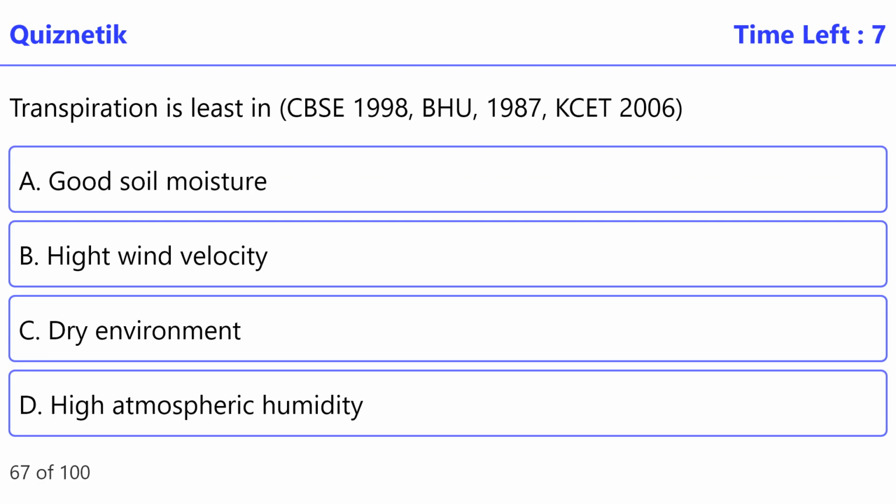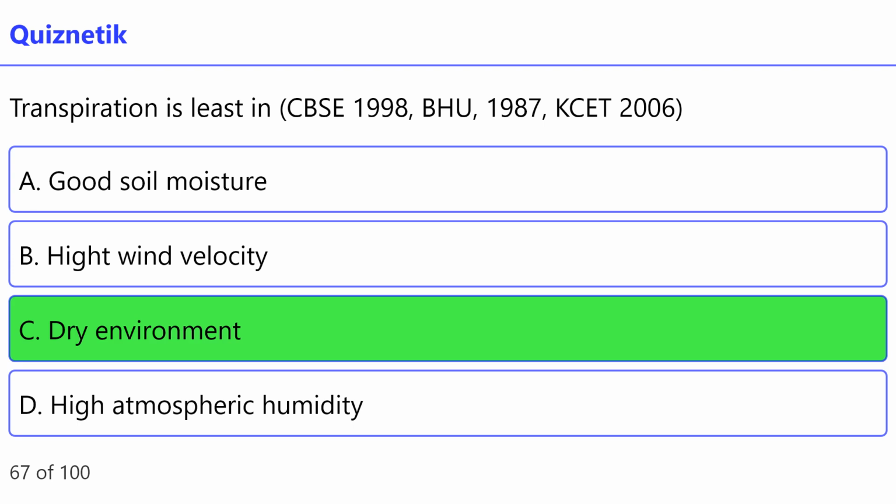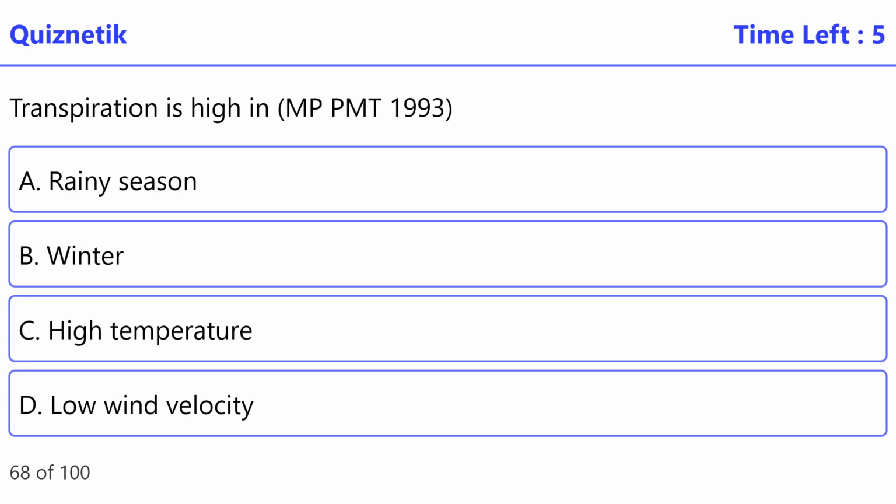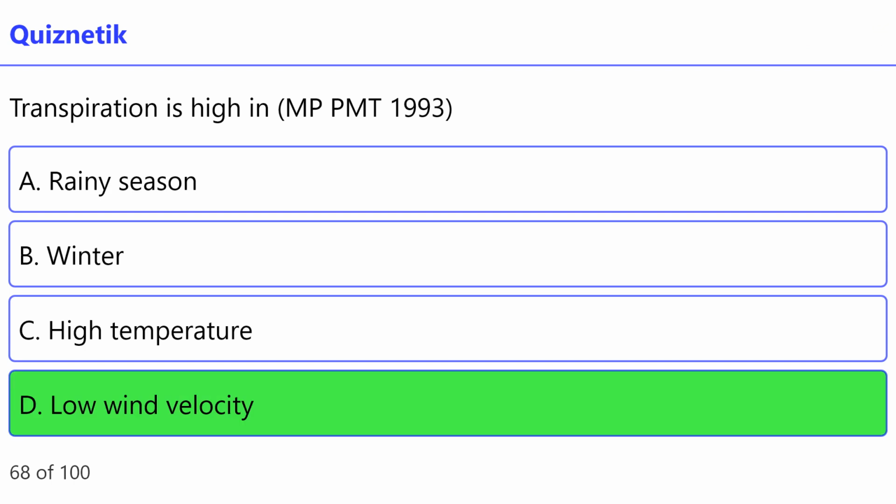Transpiration is least in CBSE 1998, BU 1987, KSET 2006. The correct option is C, dry environment. Transpiration is high in MPPMT 1993. The correct option is D, low wind velocity.